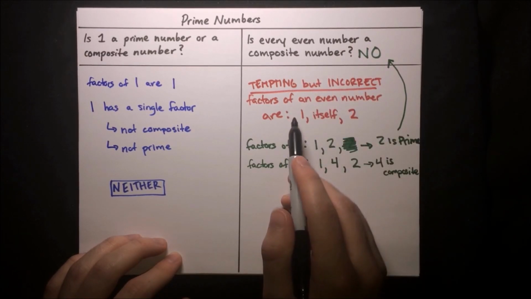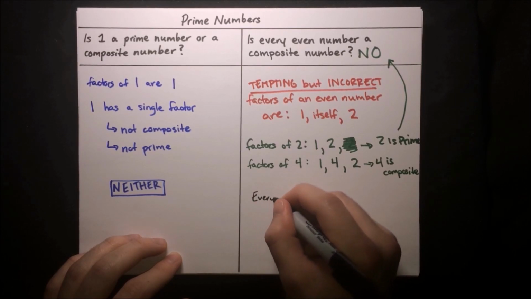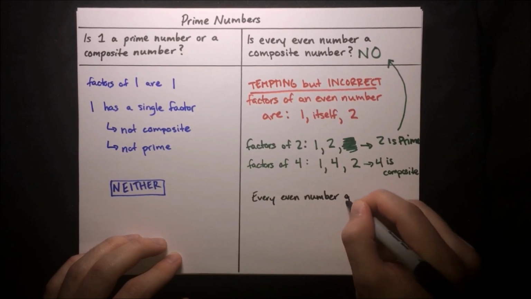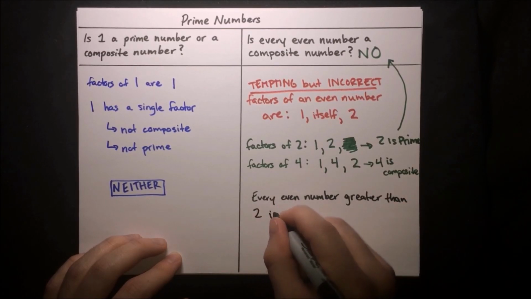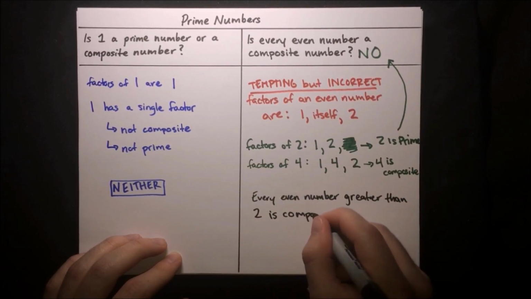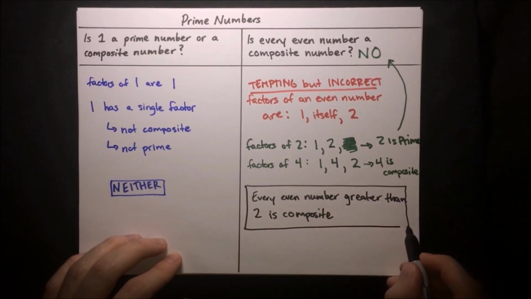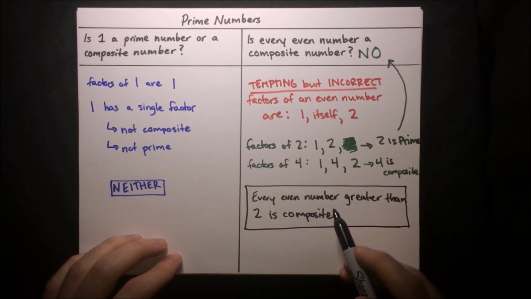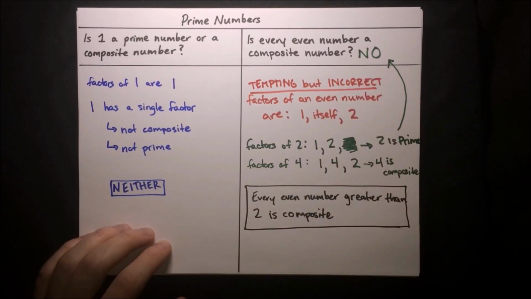But based on this line of reasoning, there is one thing that we can conclude: every even number greater than 2 is composite. If we exclude 2, then that works. But if we're considering all the even numbers, including 2, then no. Those are not all composite, because 2 is not composite.